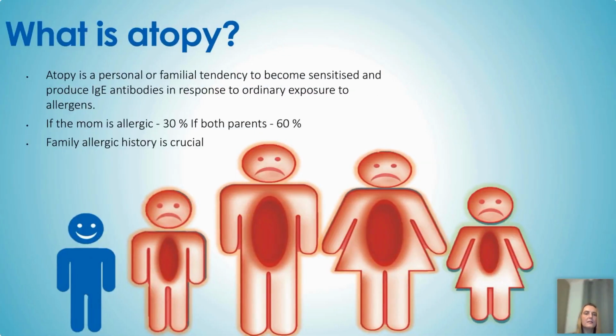Just looking at what is atopy. Atopy is a personal or family tendency to become sensitized and produce IgE antibodies in response to ordinary exposure to allergens. So if your mom is allergic, there's a 30% chance that the kids will be allergic. But if both parents are allergic, there is a 60% chance that the kids will be allergic. So the family history is very crucial.